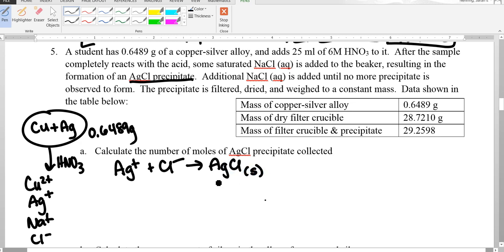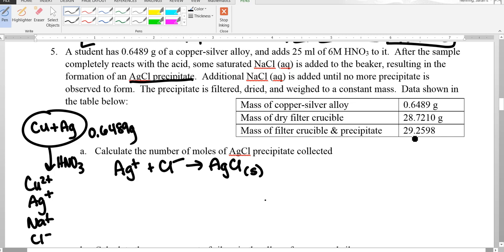This is a good choice of something to add to the mixture because we know copper chloride is soluble. So the copper will not precipitate out, whereas the silver will. So that'll make our data nice here. So we know the only solid we're going to collect is actually silver chloride. Okay, so first step, find the moles of silver chloride precipitate collected.